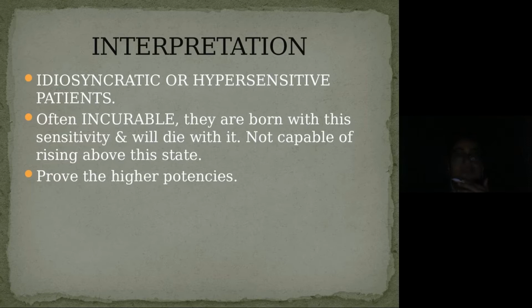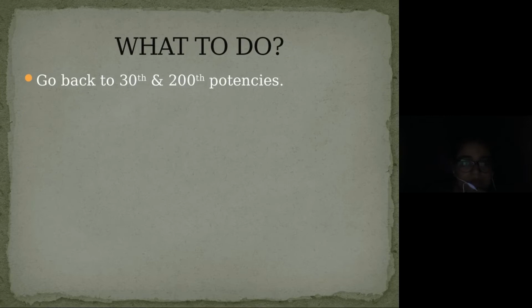So they will prove the higher potencies. In posology we discuss that in idiosyncratic and hypersensitive patients, we have to give them low potencies, because with higher potencies they will prove those remedies. So we have to give them the low potencies, and often they are incurable, so we just have to palliate. So what to do? Go back to 30th and 200th potencies. Start with low potencies, so that if they can be cured, they will be cured, or else they are often incurable.